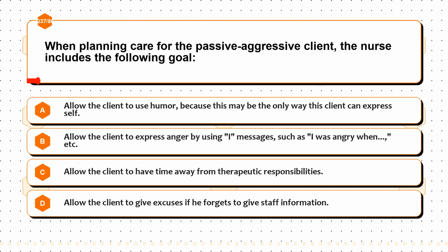Question 37. When planning care for the passive-aggressive client, the nurse includes the following goal. Here are the options. Option A. Allow the client to use humor, because this may be the only way this client can express self. Option B. Allow the client to express anger by using messages such as "I was angry when," etc. Option C. Allow the client to have time away from therapeutic responsibilities. Option D. Allow the client to give excuses if he forgets to give staff information.